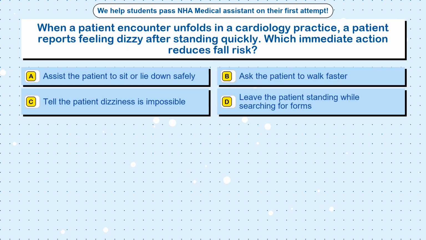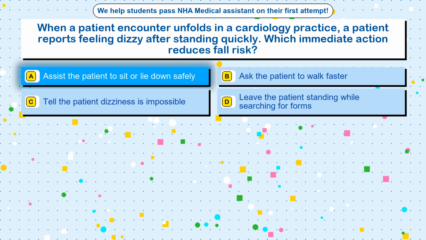Question 63. When a patient encounter unfolds in a cardiology practice, a patient reports feeling dizzy after standing quickly. Which immediate action reduces fall risk? Option A. Assist the patient to sit or lie down safely. Option B. Ask the patient to walk faster. Option C. Tell the patient dizziness is impossible. Option D. Leave the patient standing while searching for forms. The correct answer is option A. Assist the patient to sit or lie down safely.